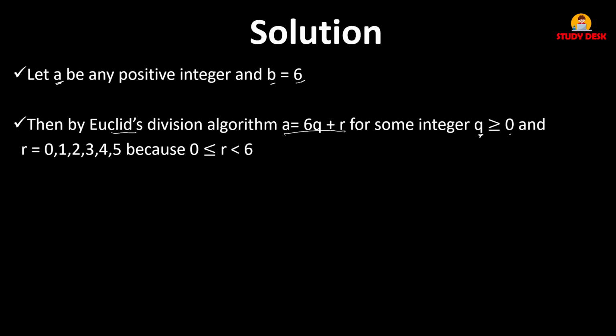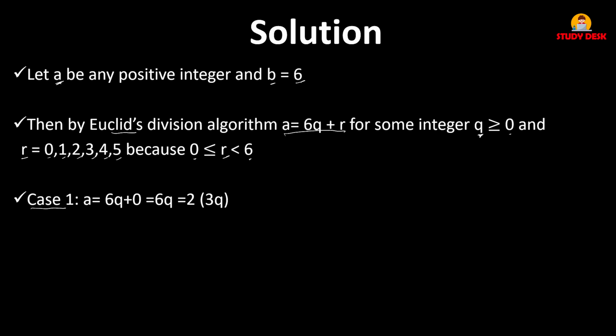And for b equal to 6, the possible remainders would be r equal to either 0, 1, 2, 3, 4 or 5. These are the possible remainders for divisor equal to 6 because r is always greater than or equal to 0 and less than 6 as per Euclid's division lemma. We will consider the first case now.